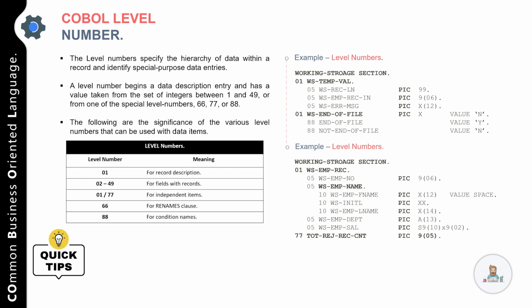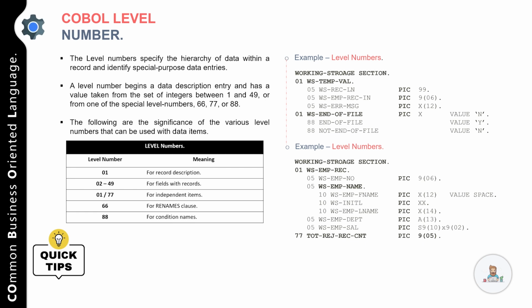Similarly, in this case, we have used ws-emp-first-name, which is X(12), and we have assigned a default value of space. If you notice the last variable, that is at level 77, which is used for defining individual or independent items. That is total-rejected-record-count. And remember, level 77 is only used for independent items. You cannot use level 77 for group variables, right?